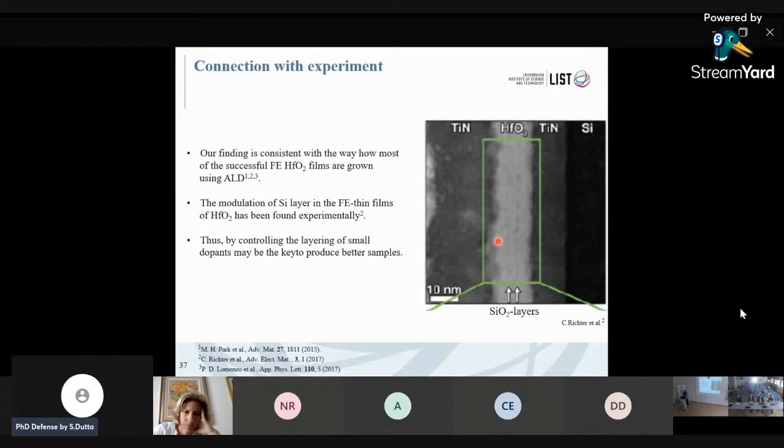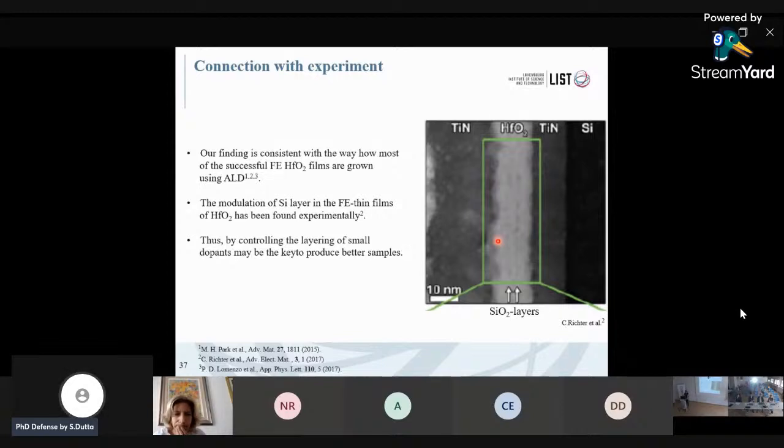Now let me focus on the experimental connection with our theoretical finding. Our theoretical finding suggests that by depositing a thin silicon dioxide layer, we should be able to grow ferroelectric hafnia there. And our finding is consistent with the way most of the successful ferroelectric films are grown in the literature using atomic layer deposition. In atomic layer deposition, you perform a dopant oxide cycle after 3 to 1 oxide cycles, and then the film is subjected to annealing to induce crystallization.